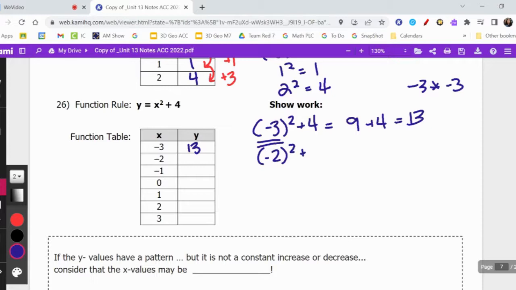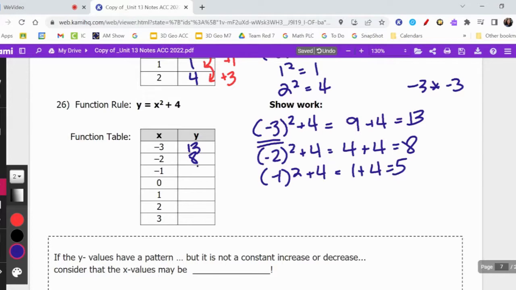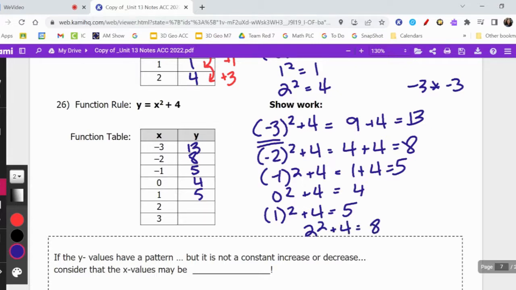Negative 2 squared plus 4: negative 2 times negative 2 is 4. 4 plus 4 is 8. Negative 1 squared plus 4 is 1 plus 4, which is 5. 0 squared plus 4 is 0 plus 4, which is just 4. 1 squared plus 4 is 1 plus 4, which is 5. 2 squared plus 4 is 4 plus 4, which is 8. And lastly, 3 squared plus 4 is 9 plus 4, which is 13.